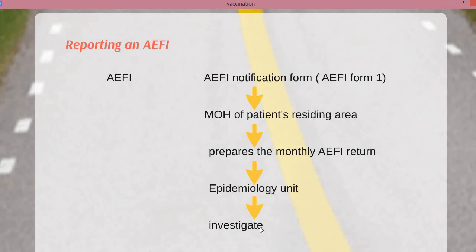But in a situation where there's a severe anaphylactic reaction, you can bypass these and directly inform the epidemiology unit if you think it's a unique reaction which needs immediate attention.